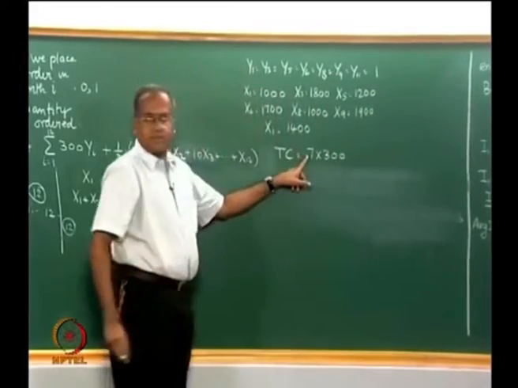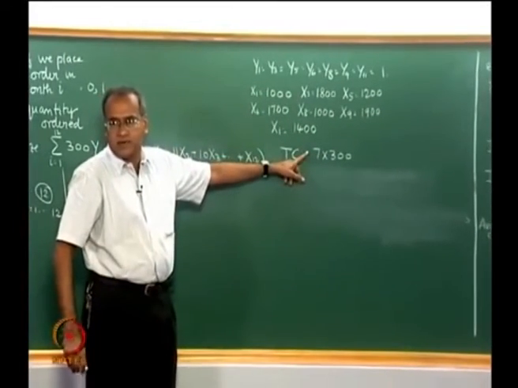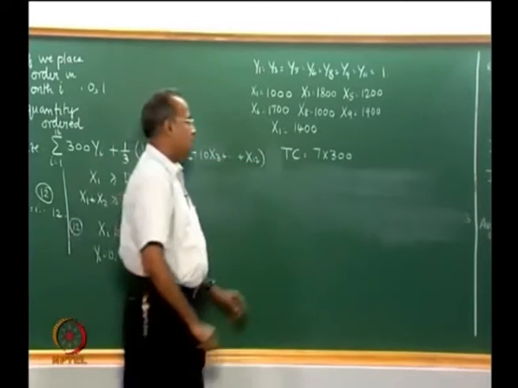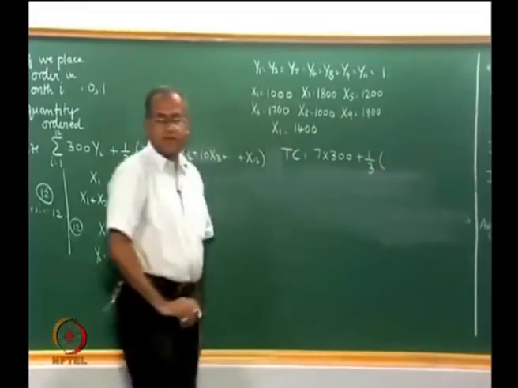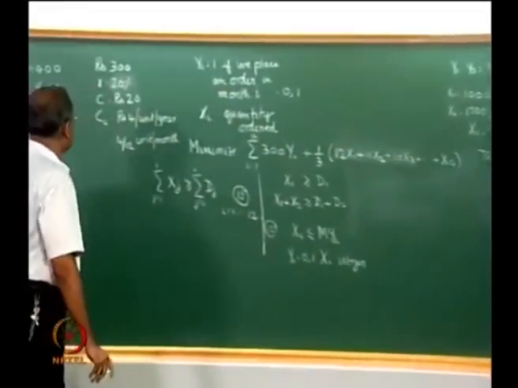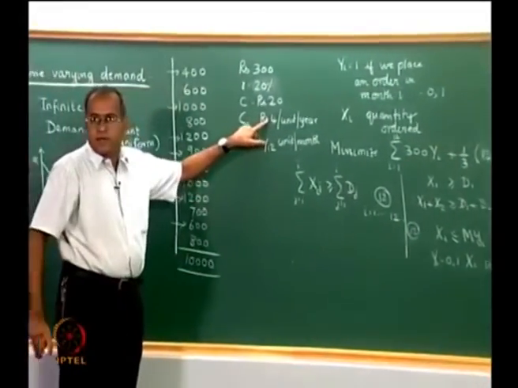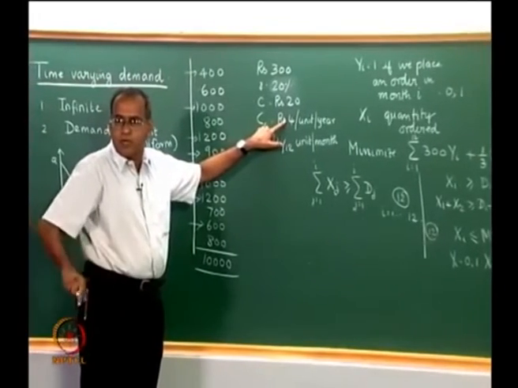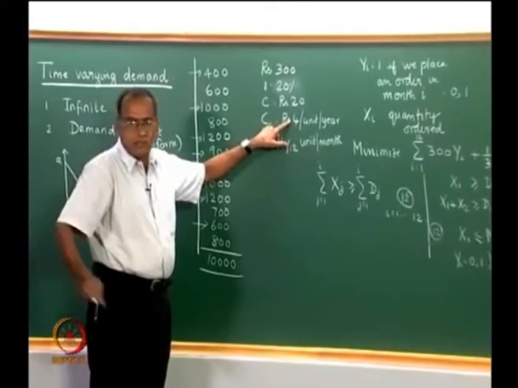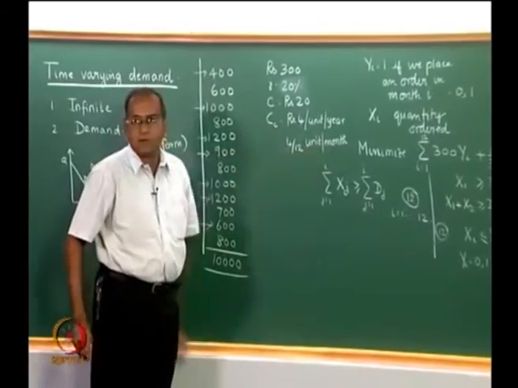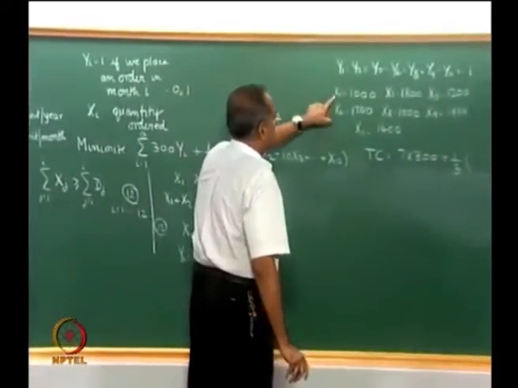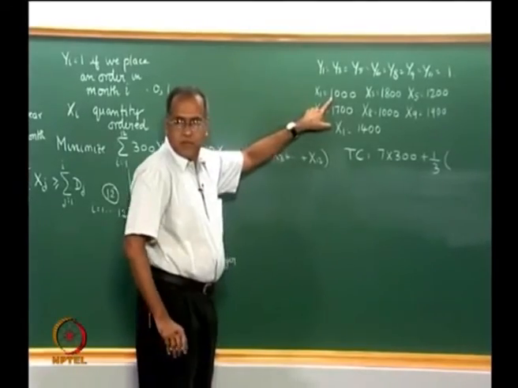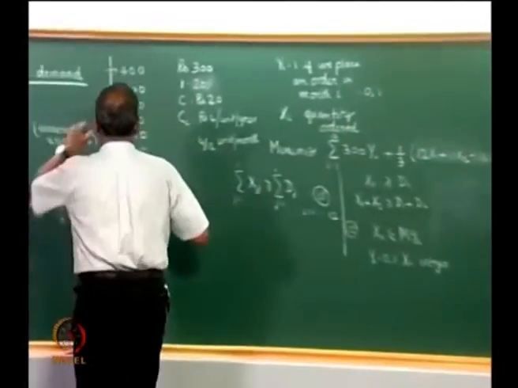So there are 7 orders, and order cost is taken as 300, so 7 into 300 plus 1 by 3, which is our carrying cost. 4 per unit per year becomes 4 divided by 12 per unit per month, so 1 by 3 per unit per month. Now we start the first month by ordering 1000. So first month beginning inventory is 1000.